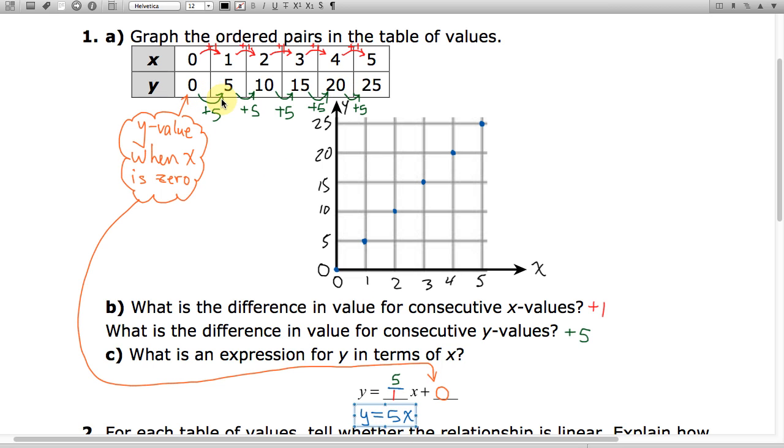Just look at the change in y over the change in x, and that gives you a number, which is the number that multiplies x. The plus something else, if there's a plus anything else, it is going to be the y value when x is 0.